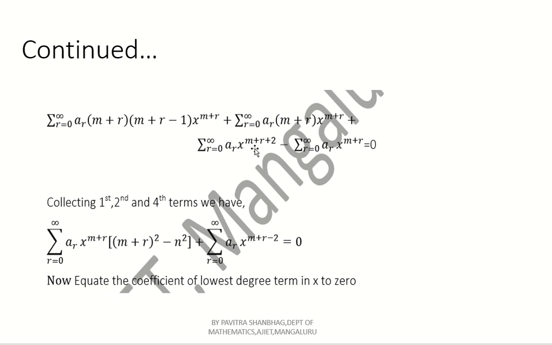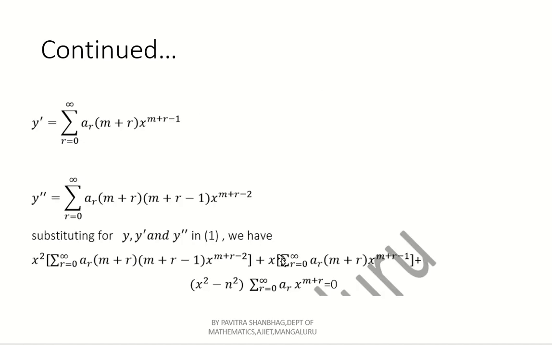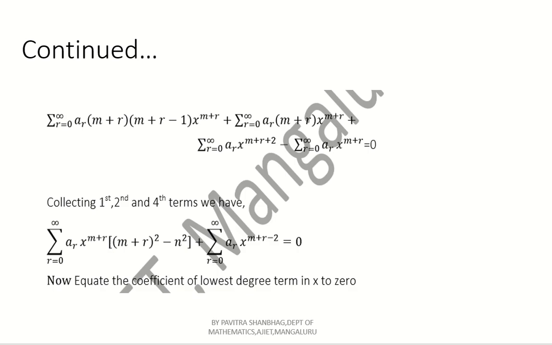Here it is totally different. It is x^(m+r+2), with the plus 2 from the previous step. You can see here plus 2 is there. That one we have to write here. It should be plus 2, equal to 0. Now our intention is to equate the coefficient of the lowest degree terms in x to 0.